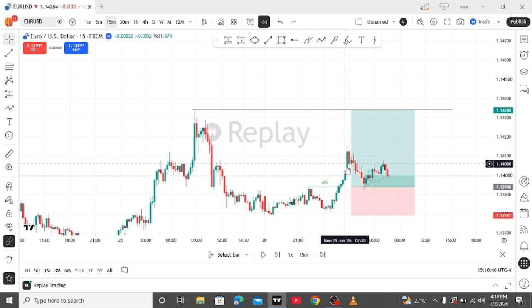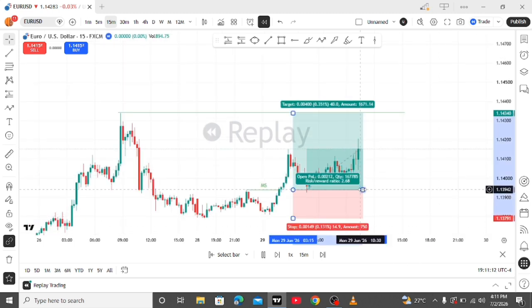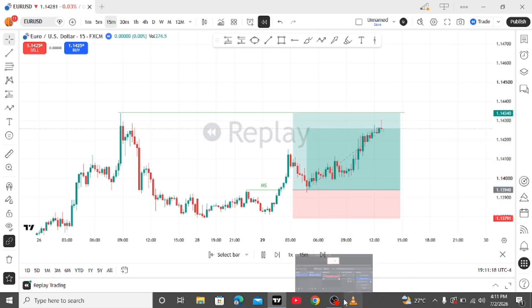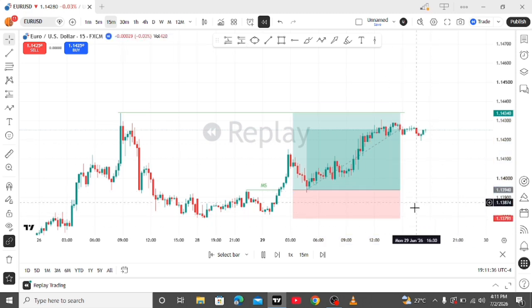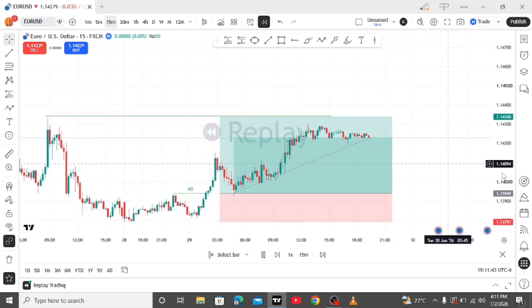As you can see, the market just gave us a retracement and now we are currently in massive profits. So let's look at how it plays out. As you can see right now, we're currently in profits, and now we're waiting for the market to smash our take profit. Just a few pips for the market to smash our take profit. The market is still consolidating. Just a few pips to our take profit.